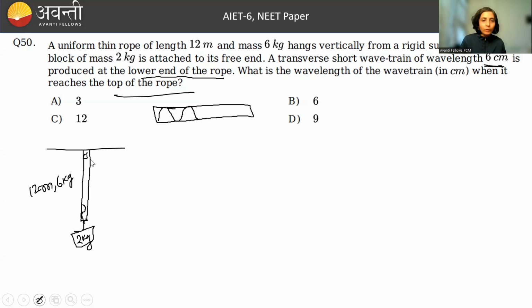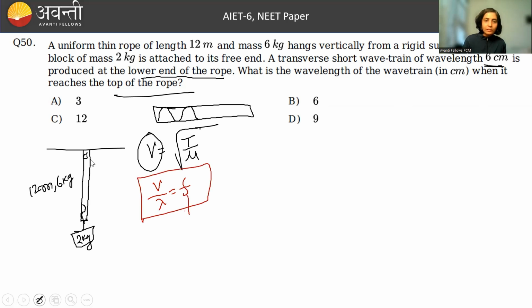Because velocity of wave on a string is equal to root of T by mu. Mu is the linear mass density of the rope, and T is the tension in the rope. So if velocity along the rope changes, wavelength will change such that the frequency of the wave remains the same, because frequency won't change in this scenario. Now velocity by wavelength is frequency. This is the relation. Frequency will remain constant.